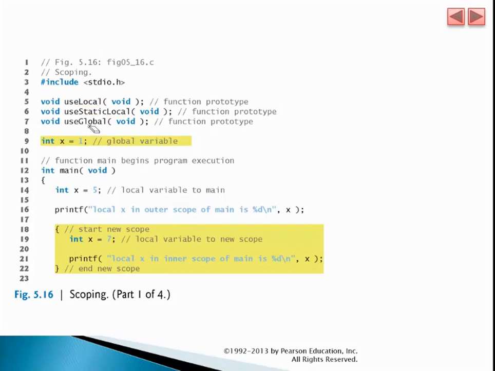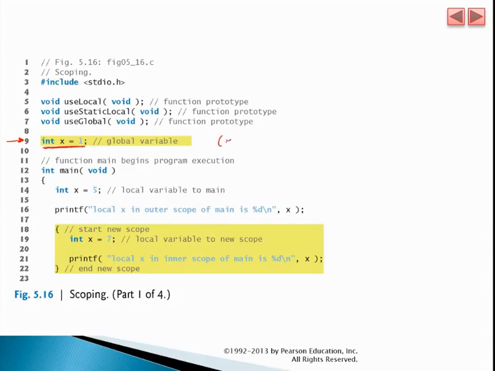Now let's see what happened. First of all, at line number 9, we are defining a global variable. What is the value of the global variable? Yes, the value is 1. And why is this a global variable? Because we declare it outside any function. Line number 9 is not inside any function, and therefore it becomes a global variable.